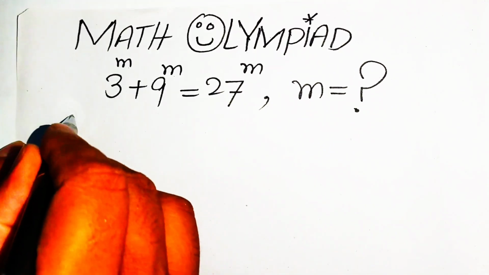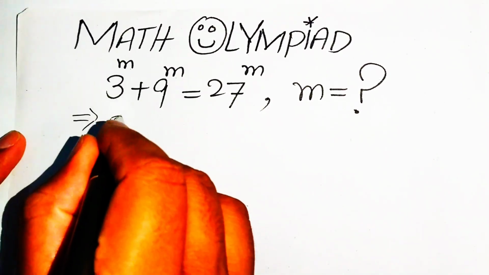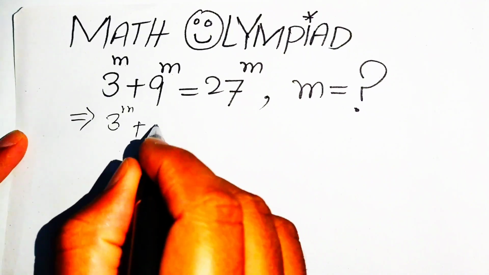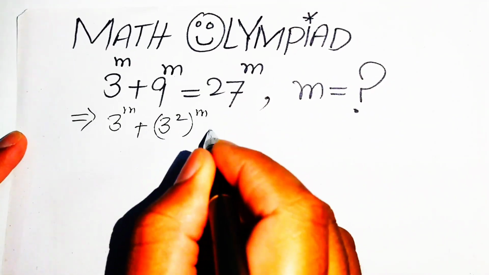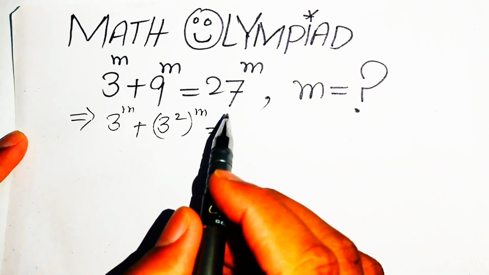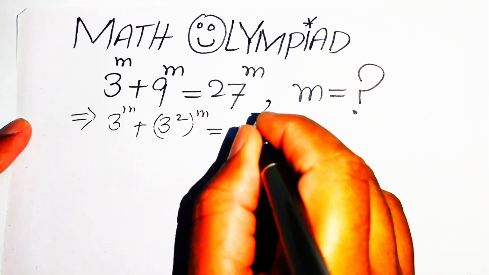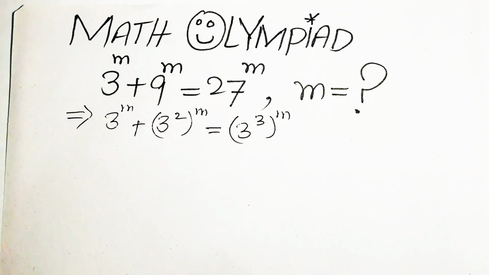So the very first step we are going to do is, first we rewrite this equation as 3^m plus, here we have 9 and we write it as 3 squared and its whole power m, equals to, here we have 27 and we write this 27 as 3 cubed and its whole power m.